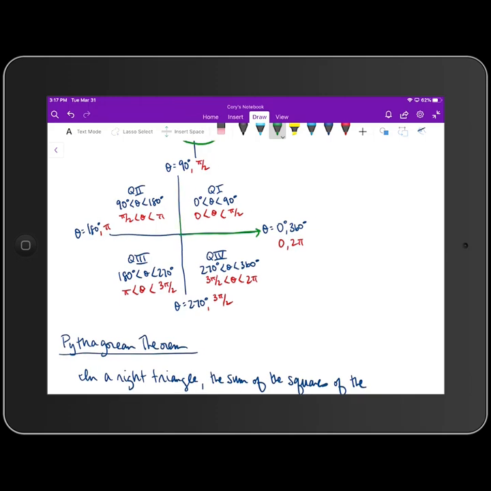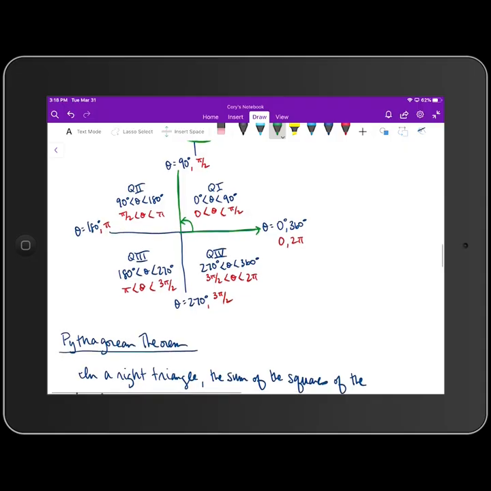If we have an angle that looks like so, where the initial side lies on the positive x-axis and the terminal side lies on the positive y-axis, that angle measure is going to be 90 degrees or pi over 2 radians. If we have our terminal side lying on the negative x-axis, that's going to correspond to an angle measure of 180 degrees or pi radians. If we have the terminal side lie on the negative y-axis, that angle measure is going to be 270 degrees or 3 pi over 2 radians.